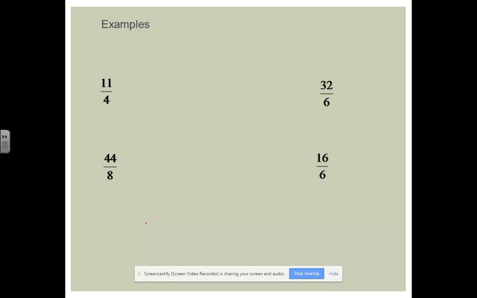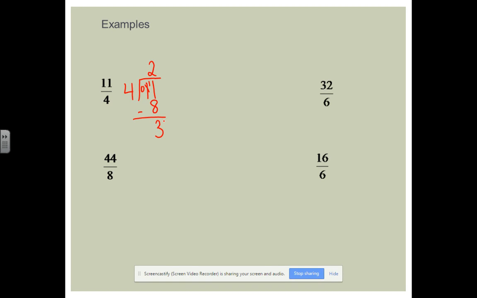Our first example is the improper fraction 11/4. We are going to divide numerator by denominator, top in, bottom out. 4 goes into 11 2 times because 2 times 4 is 8. And now we subtract. When we subtract, 11 minus 8 gives me 3.